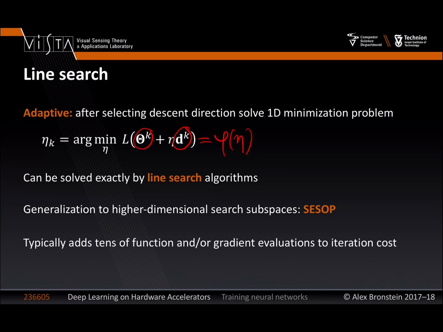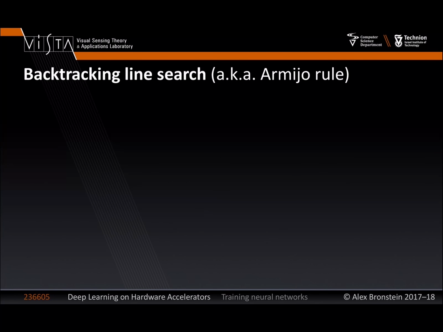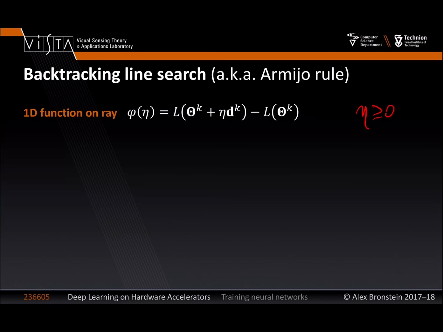Functions or gradients, depending on the specific choice of the line search algorithm. So what is done instead is what is called inexact or backtracking line search, also known as the Armijo rule. Again, let's define our function on this ray, eta greater or equal than 0. So we have a ray starting at point theta_k and going in the direction d_k. I'm going to subtract the value of the function at theta_k. So I'm going to get a function that goes under 0 initially with this slope. This slope is just the directional derivative of the function L in the direction d_k, which is just the inner product of the gradient with the direction d_k.